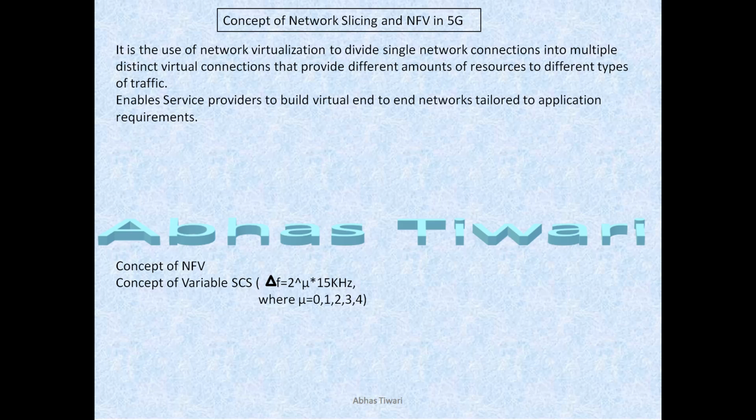Let's say we have a physical core. We can divide that core into four parts for different usages: for low latency usage, for high data throughput usage, for cellular usage. So we are dividing the core into different parts. Similarly, we are dividing our NG RAN into five parts according to the usage. The network is divided logically, and this concept is known as network slicing.